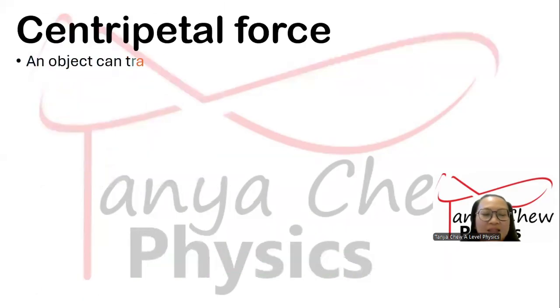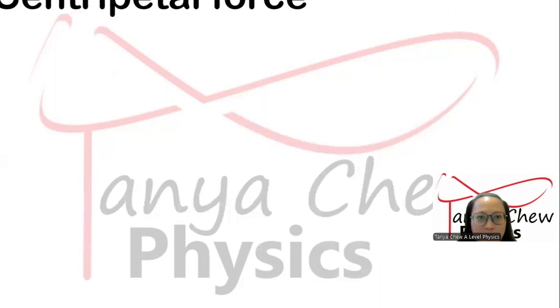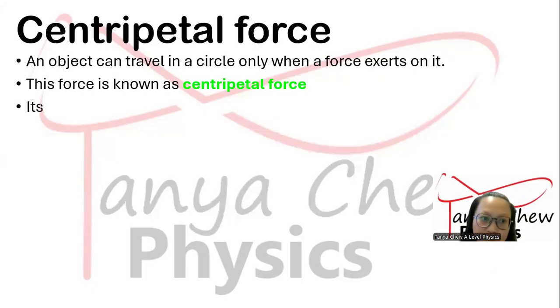Now, let us look at centripetal force. Think of it easily. Whenever you have acceleration, you need to have a resultant force. And when an object is traveling with a uniform or constant speed around a circle, the resultant force is called centripetal force. So this is the definition of centripetal force. An object can travel in a circle only when a force exerts on it, keeps on pulling it to maintain a nice circle. This force is known as centripetal force.